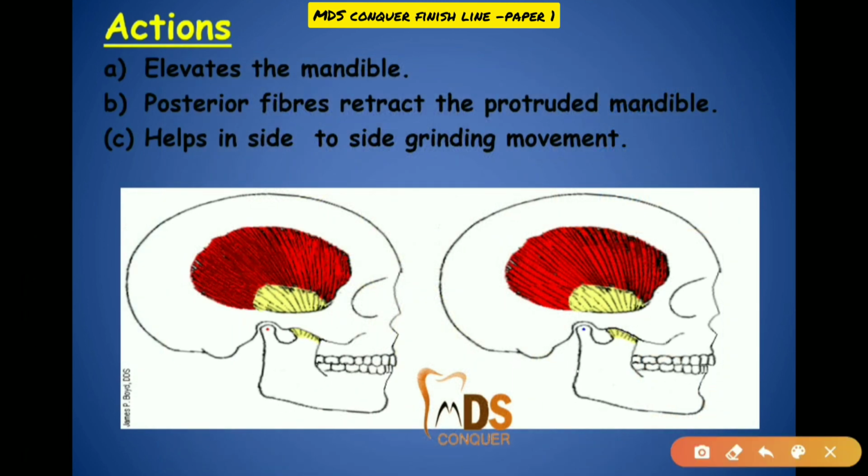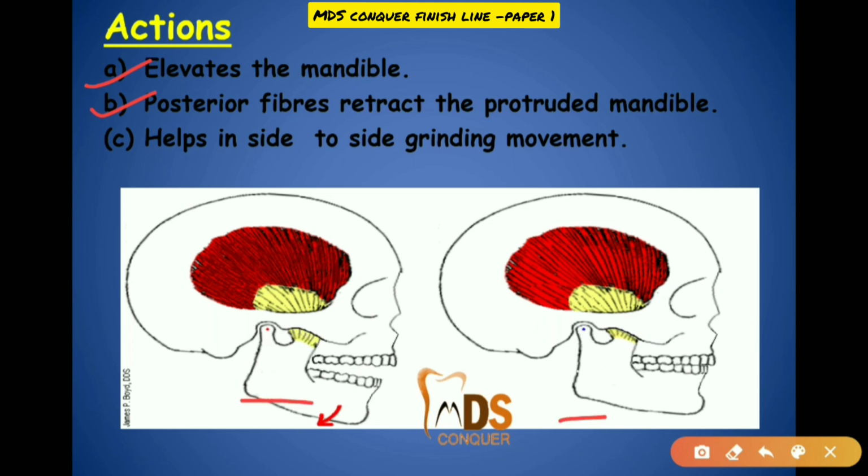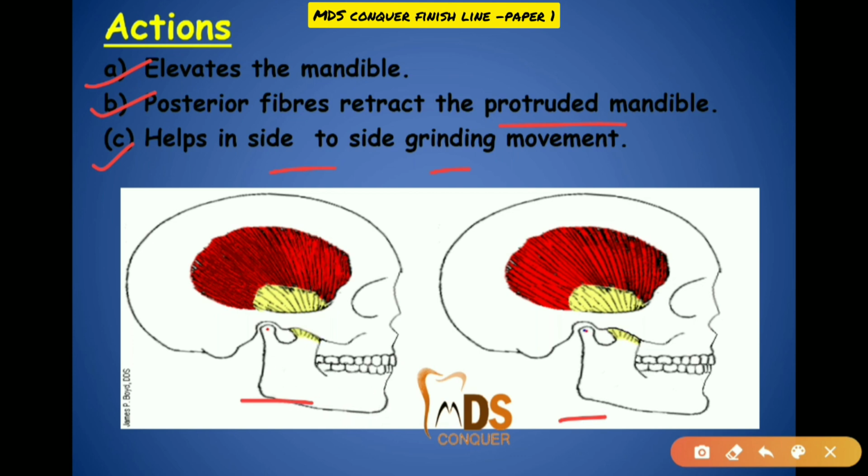Actions. So it will elevate the mandible. You can see here, it will elevate the mandible. And also the posterior fibers will retrude the mandible and help in the side-to-side grinding movement of the mandible. So for any muscle in the anatomical part, you have to mention the side headings like its origin, insertion, blood supply, nerve supply, and finally the actions of the muscle are very important.